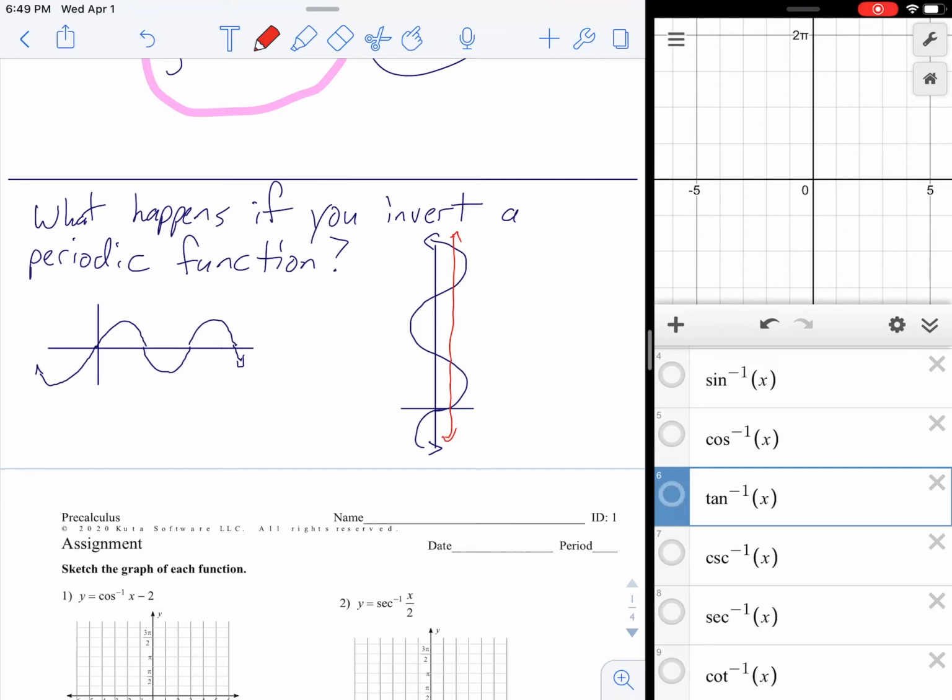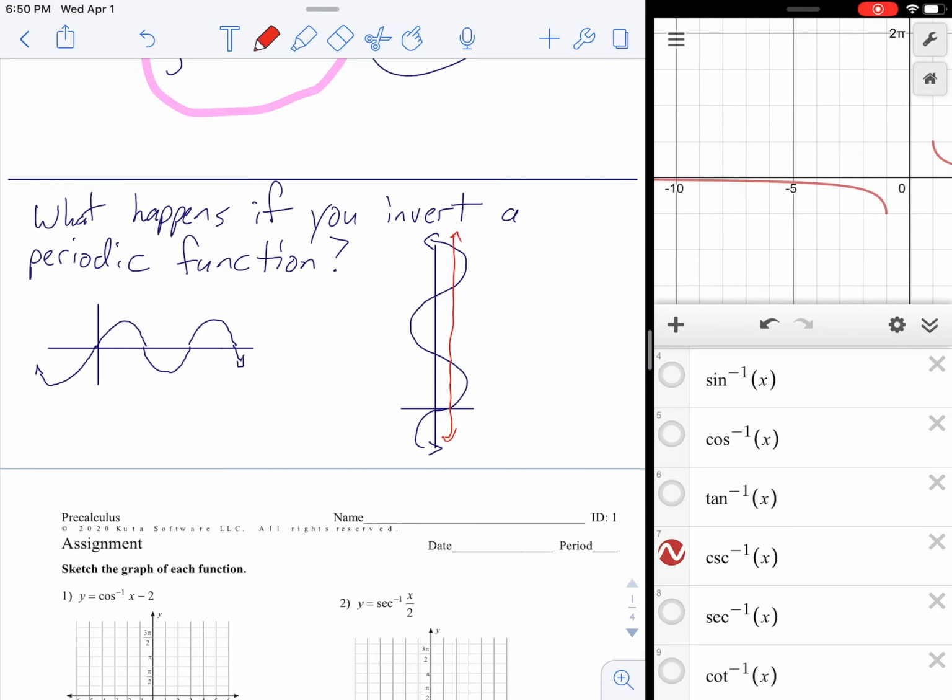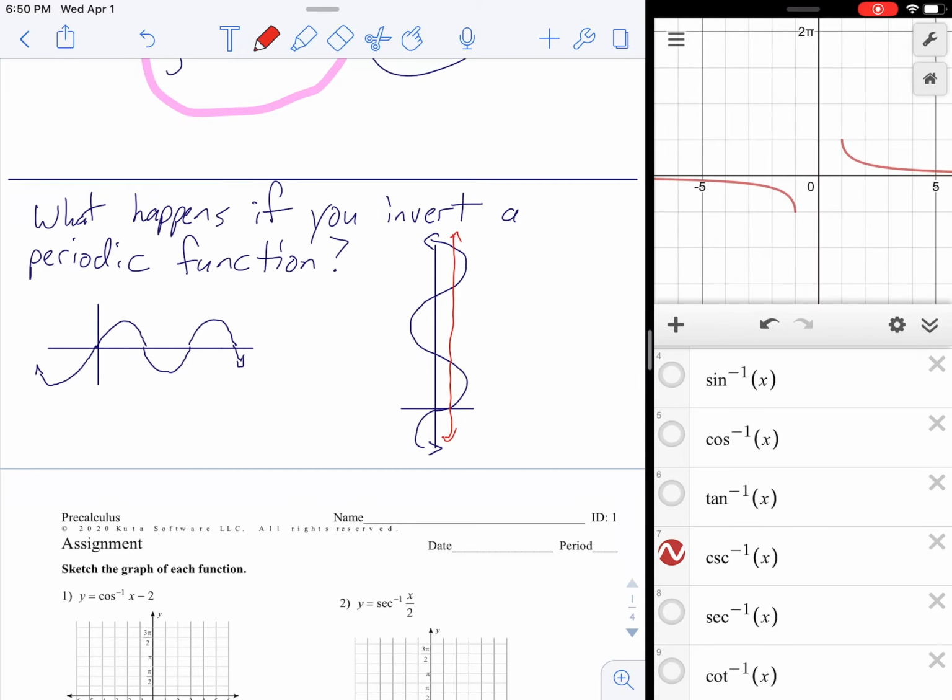Inverse cosecant, remember, is the one that looks like parabolas that go up and down and up and down. Well, there, it's sort of half of one, half of another. Now they do go to infinity, but it's still only a portion of the cosecant graph inverted. Secant looks like this. Again, sort of like cosecant, just shifted up a little bit.